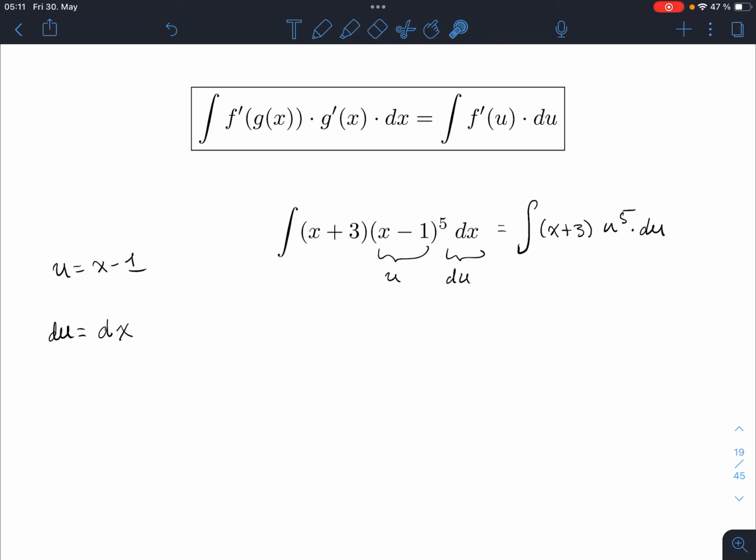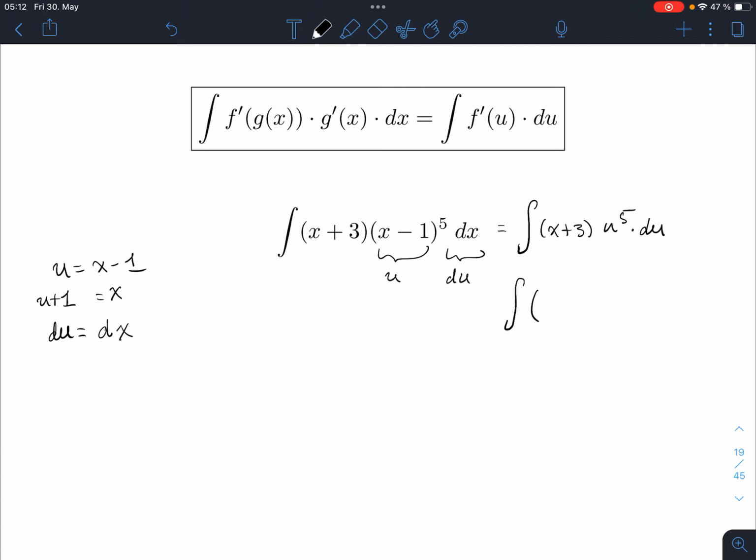So we have this extra x plus 3 floating around, and it doesn't make sense to write an integral with both u's and x's. And so we need to figure out what to do with this x plus 3. What we can do is look at our relationship between u and x. We have that u is equal to x minus 1. And so if we solve this for x, we get that x is equal to u plus 1. And so for this x right here, I'm going to put in u plus 1.